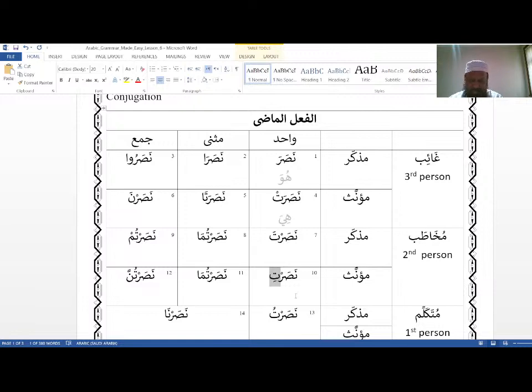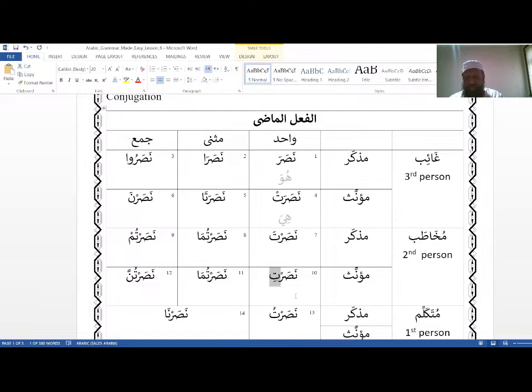You all female helped. Mutakallim, first person, mudhakkar and mu'annas. Wahid, nasartu. Again here the ta is the fa'il. The dhamma is there to pronounce, to make it mutakallim wahid. Otherwise the ta is the fa'il. Nasarna, used for muthanna and jama, mudhakkar and mu'annas. Here the na is the fa'il to give us the we meaning.